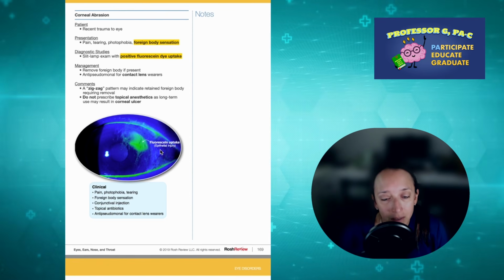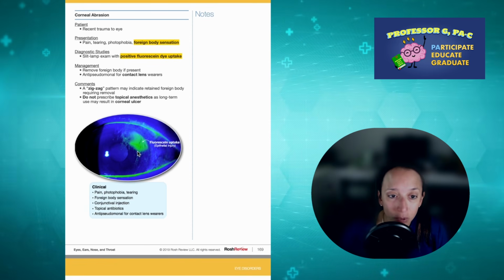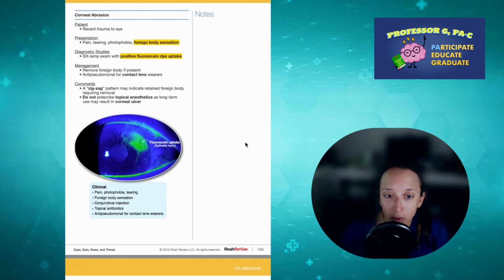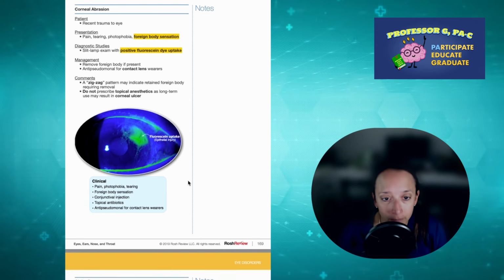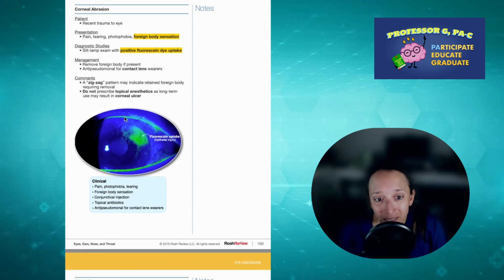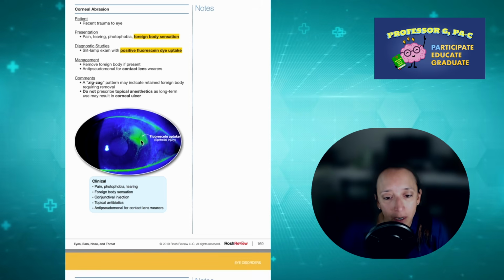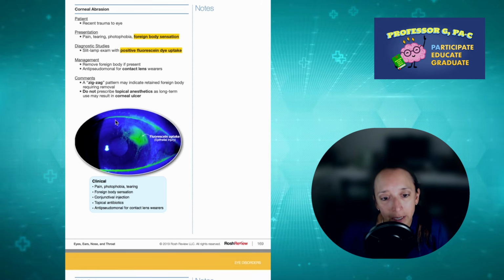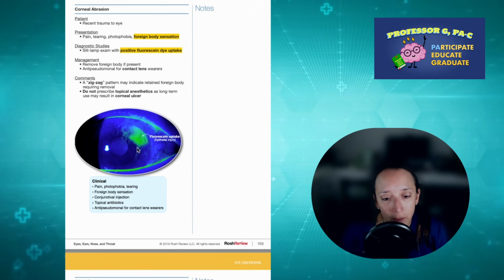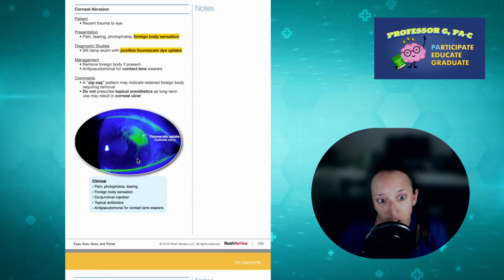And if they wear contact lenses and that's the reason for the abrasion, we need to cover with anti-pseudomonal coverage. If we have a zigzag pattern, meaning a constant up and down pattern of the abrasion, we're going to look for a retained foreign body underneath the lid, because every time we blink, it might be re-scratching the eye.